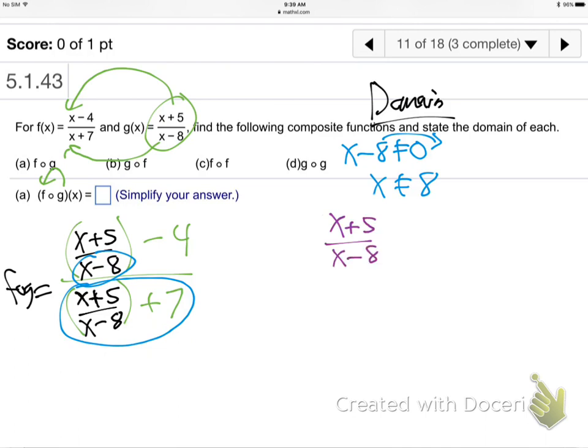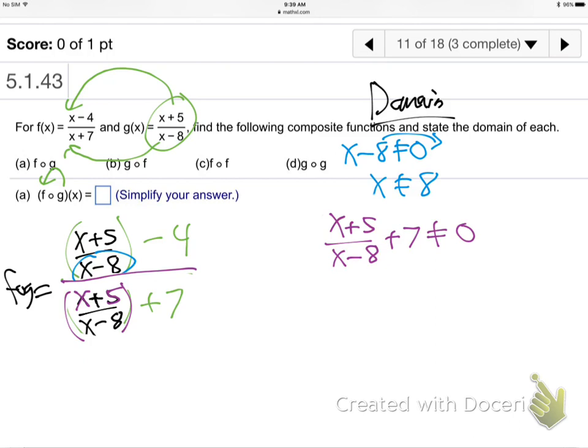X plus 5 over x minus 8 plus 7 not equal to 0. We good? You guys tracking with me? I'm not doing the Charlie Brown teacher voice. Am I lulling you to sleep now? You tracking with me? Is this all good?